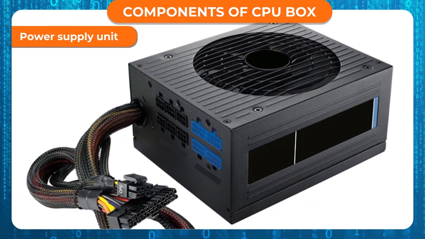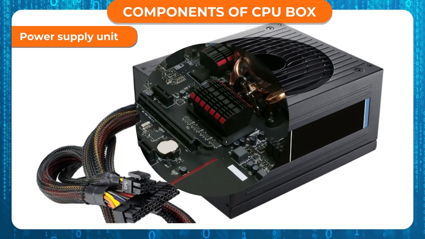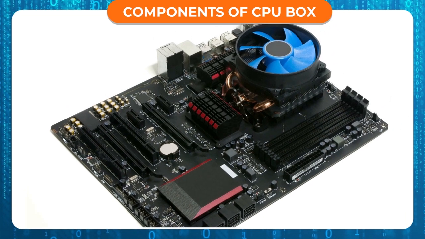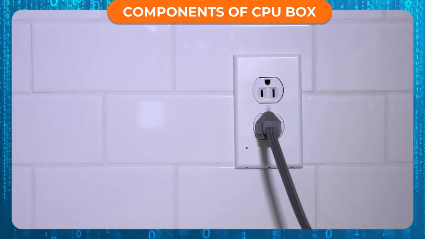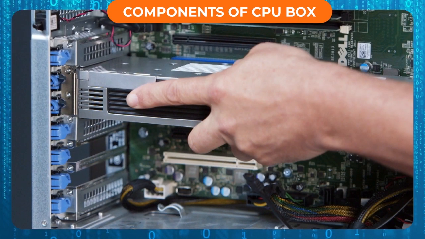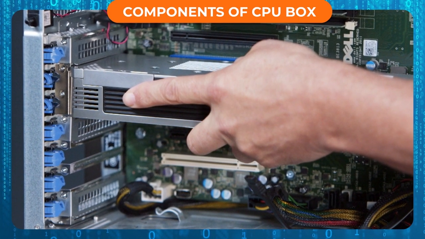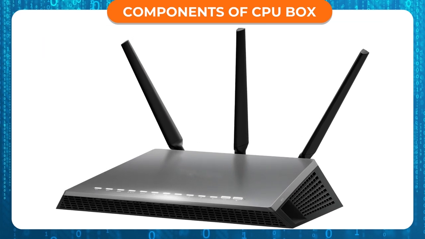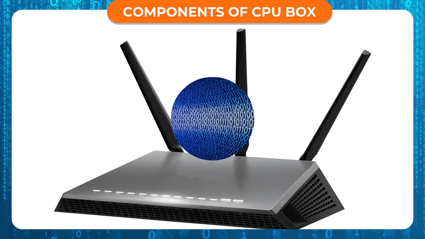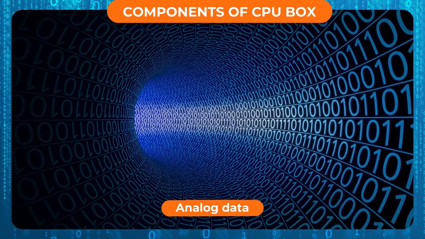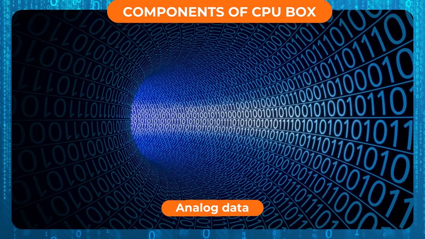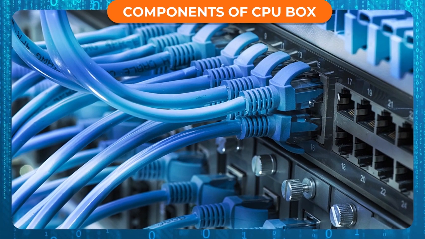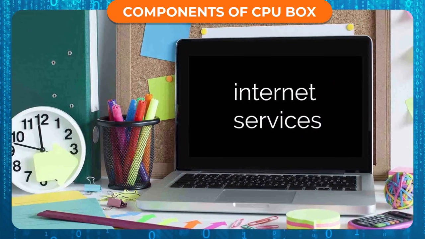Power supply unit. It is a hardware that is used to convert the power provided from the outlet into usable power for the many parts inside the computer. Modem. Modem is a device that converts computers' digital data into analog data, which can travel through telephone lines. It is used to connect the computer to the internet.